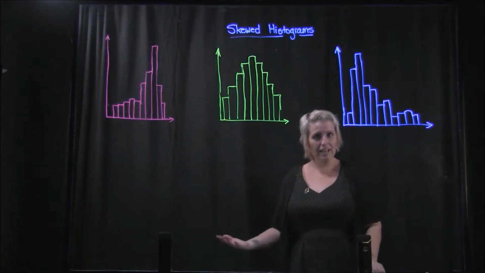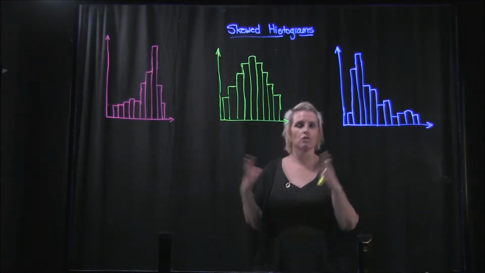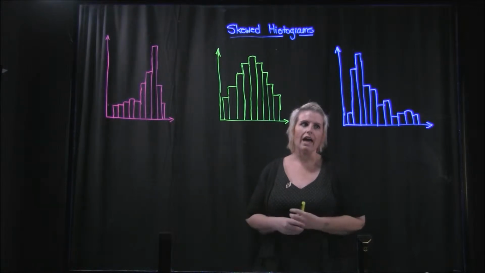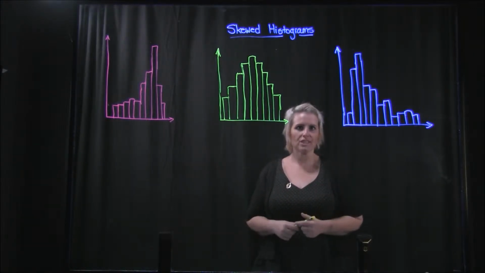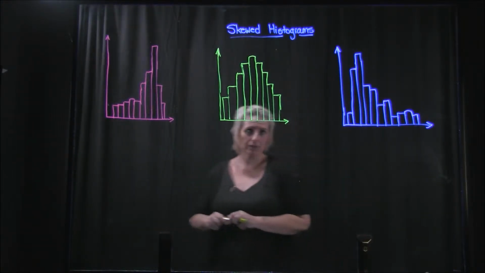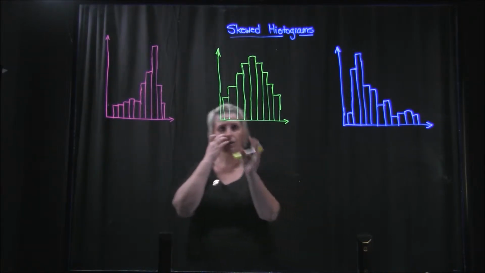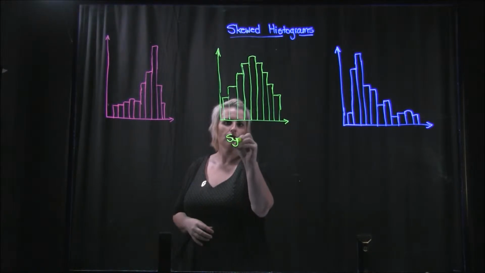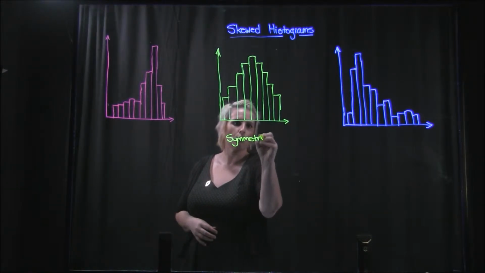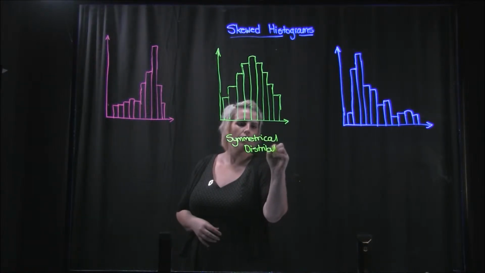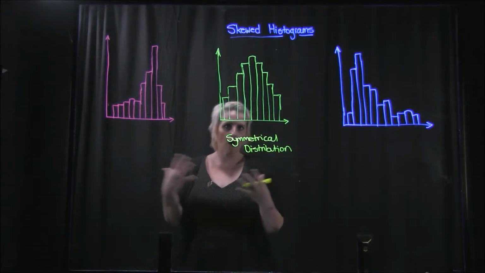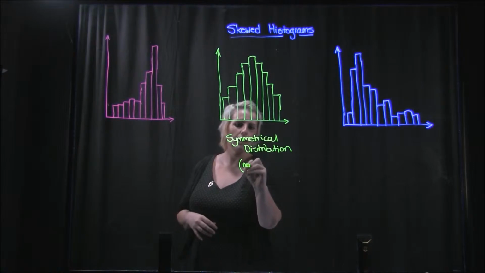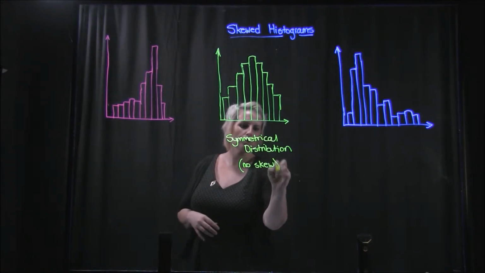Okay, so now we're going to have a look at the distribution of histograms and what is meant by the term skew. So if I start with the diagram in the middle here, I've just drawn some simple histograms to show you the difference. This one is what we call a symmetrical distribution. So if I was commenting on distribution, I would talk about it being symmetrical. This means there's no skew whatsoever.